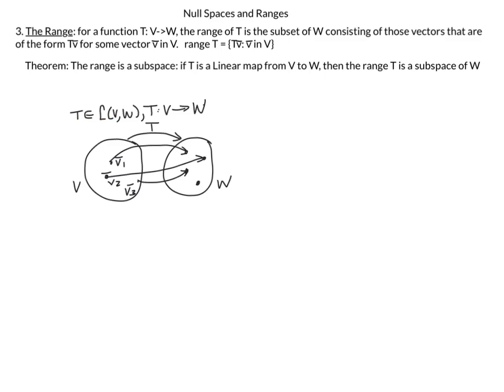Remember, if T is a function from V to W, the range over here are the elements that get mapped from some element in V by T over to W. So in this case, this one point is not in the range, but these 3 points are.